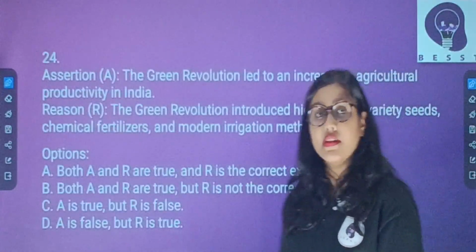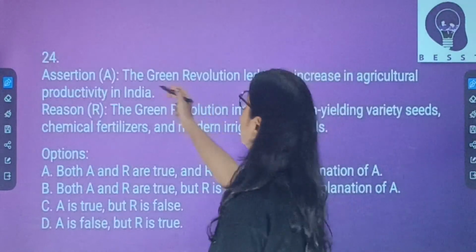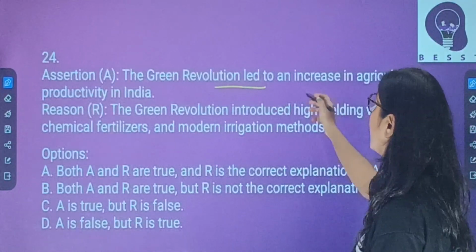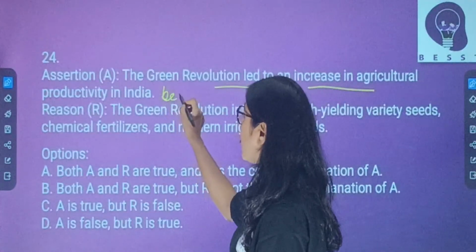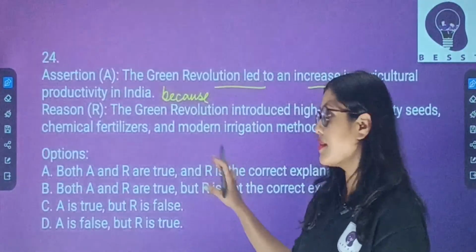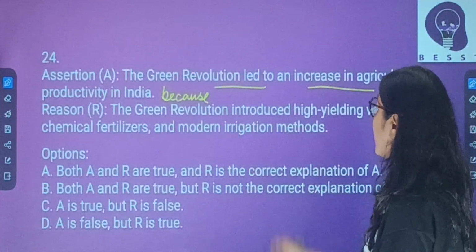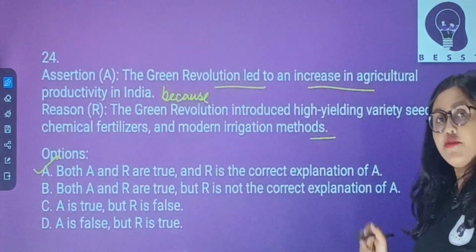Now come to some assertion and reason questions. Assertion: The Green Revolution led to an increase in agricultural productivity in India. So yes, the Green Revolution did increase agricultural production in India, right? It did increase productivity in India because, always write because to understand the reason, okay? Because the Green Revolution introduced high yielding variety seeds, chemical fertilizers and modern irrigation methods. So yes, it will be option number A. Both A and R are true and R is the correct explanation of A.